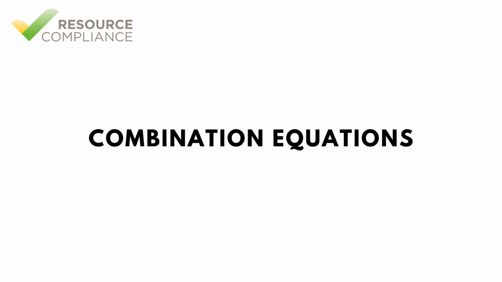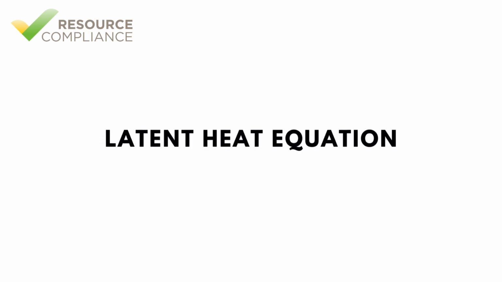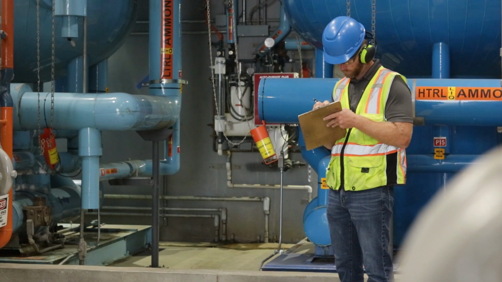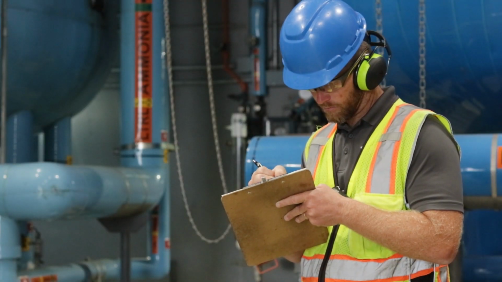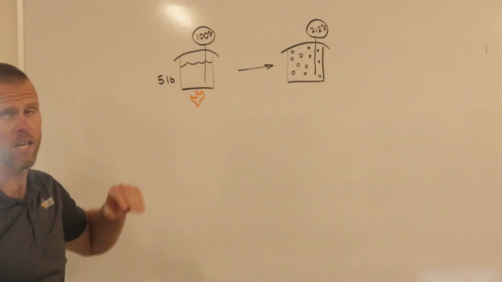Up to this point, we have looked at examples that exclusively use the sensible heat equation or latent heat equation. But as you might have guessed, in the real world, many situations involve both sensible and latent heat. Let's try an example. So we have 5 pounds of 100-degree water.